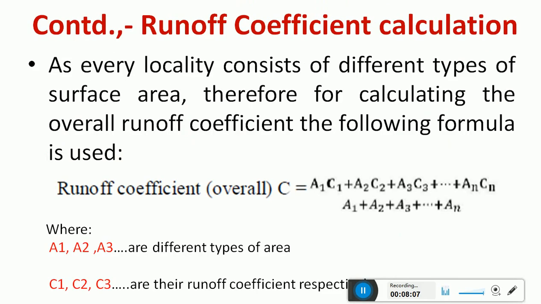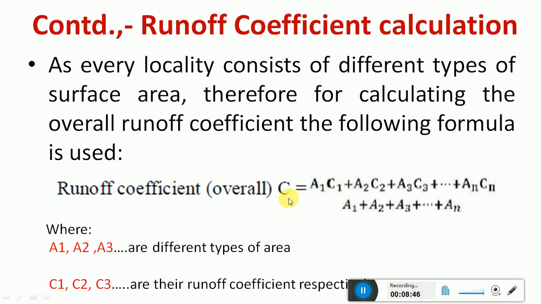Like I told you, a city or a locality consists of different types of areas. For example, in this city you will have hard pavement surfaces, open lands, and rooftop paved areas, which will not allow much water. In that case, you have to calculate the areas of each particular type and multiply each area with its respective coefficient of runoff.